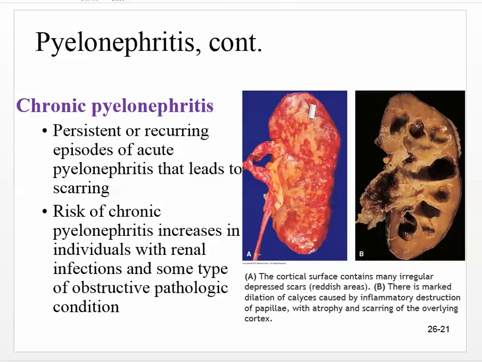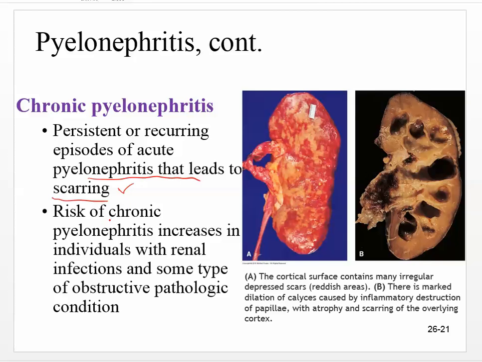That was acute pyelonephritis. Chronic pyelonephritis is just when this continues to happen: persistent, recurring episodes of acute pyelonephritis that lead to scarring. Acute pyelonephritis may cause pain, it may make you sick, and it will affect filtration on some level. With chronic pyelonephritis, you're actually causing some irreversible damage to the kidneys. You're causing scar tissue to form.